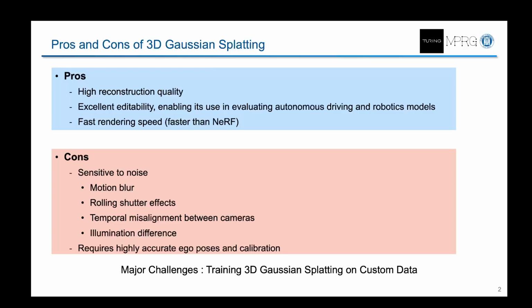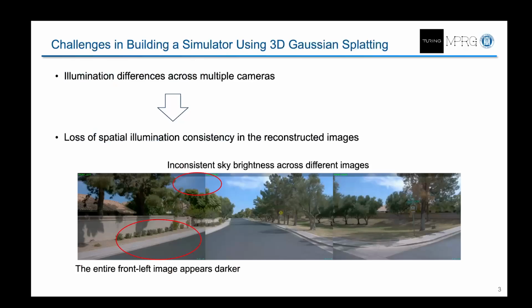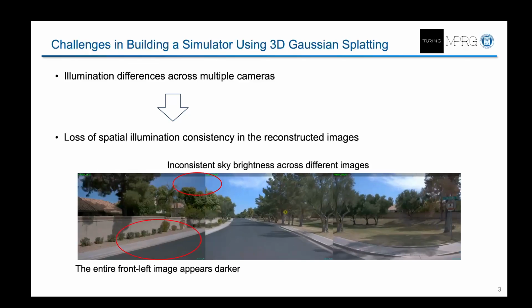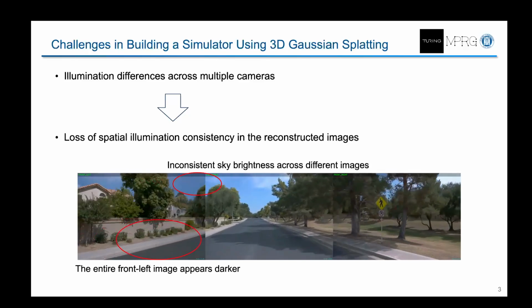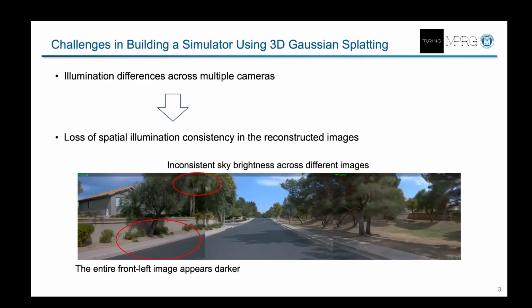However, it is sensitive to real-world noise, such as motion blur and calibration errors. A key challenge is illumination inconsistency across cameras. Brightness varies from view to view due to various factors, such as differences in exposure, auto-white balance, and light sources. These inconsistencies are baked into the Gaussians and degrade reconstruction.